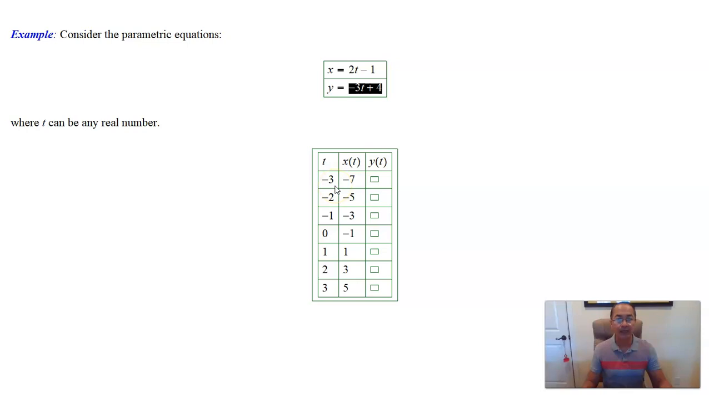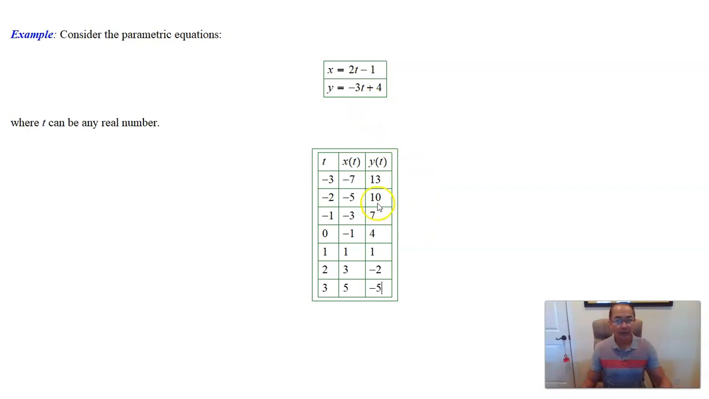When t is negative 3, you get 9 plus 4, positive 13. And we said every time you increase t by 1, you increase y by the slope, which is negative 3. So we decrease y by 3 every time. So we will get 10 and then 7, and then 4, and then 1, and then negative 2, and then negative 5. Just to check, when t is 3, you'll get negative 9 plus 4, negative 5. Okay, sounds good to me.